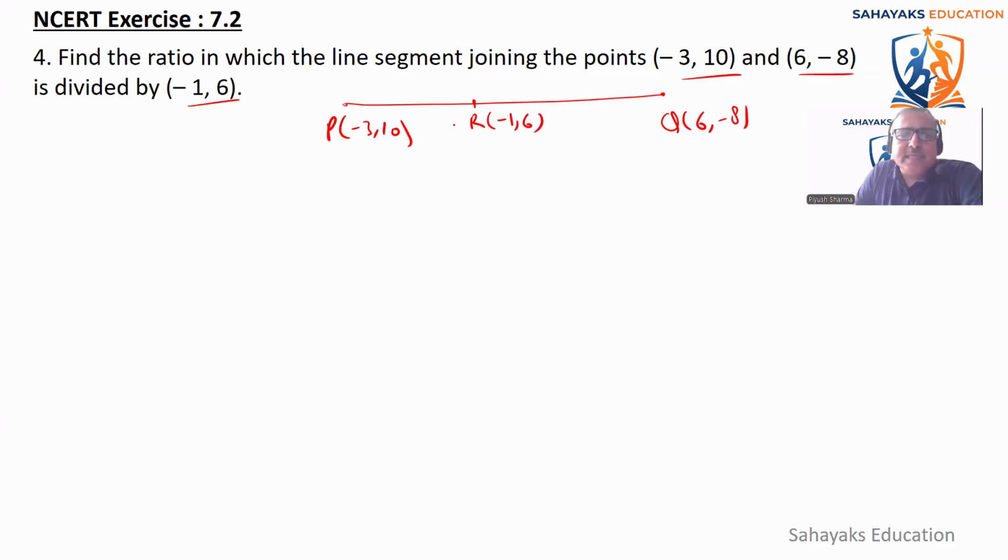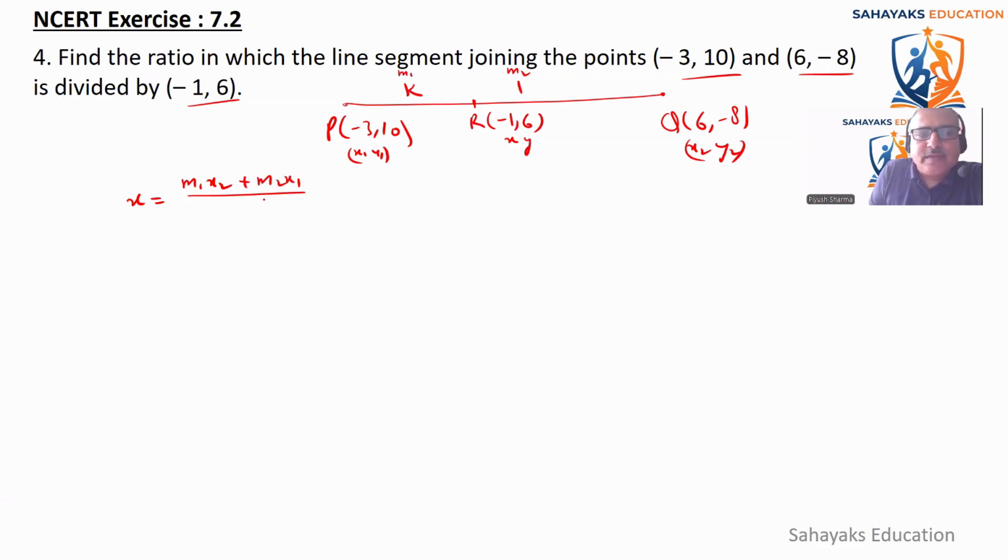Now again, instead of m1, m2, we are going to say it divides in the ratio k is to 1. And we know the formula. If I consider this as x and y, this is m1 and this is m2, this is x1, y1, and this is x2, y2, then the formula for finding x is (m1 x2 plus m2 x1) divided by (m1 plus m2).